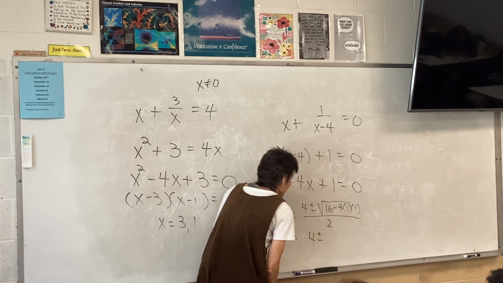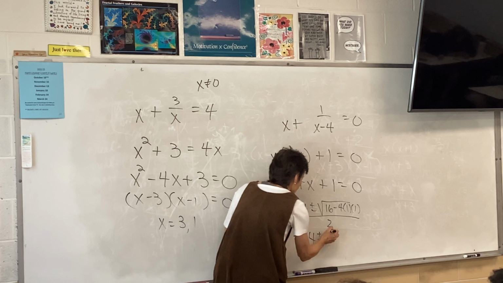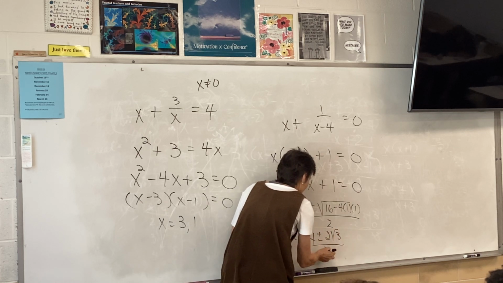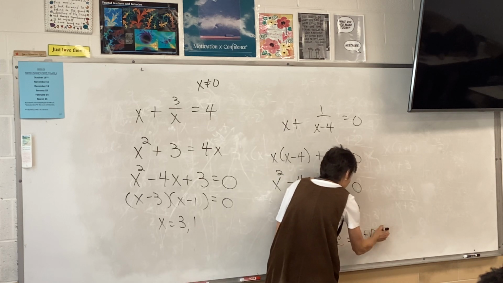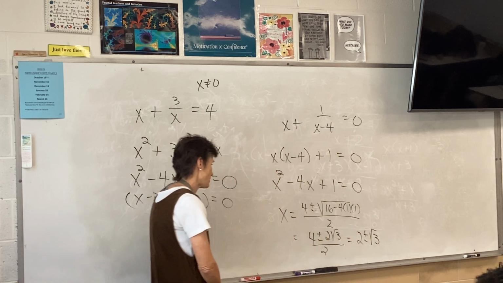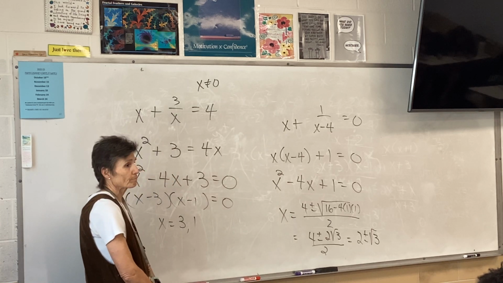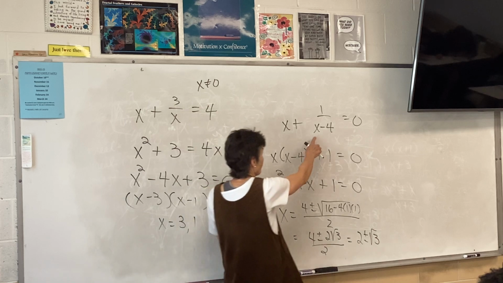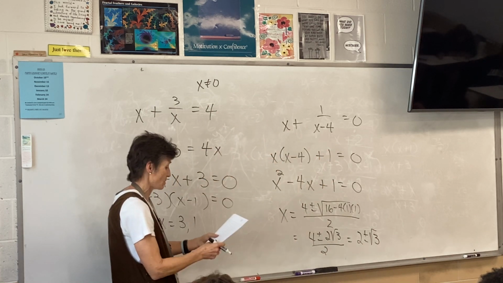My discriminant is 12, so 2 root 3. And I can cancel, 2 plus or minus root 3. And that's okay. Anything but 4 is fine. Your excluded value is 4, but didn't get it, so that's great.